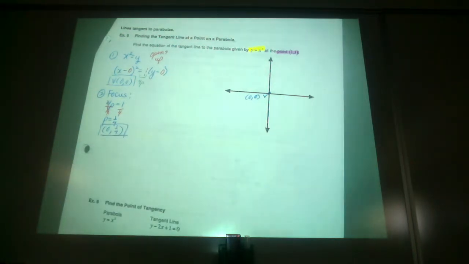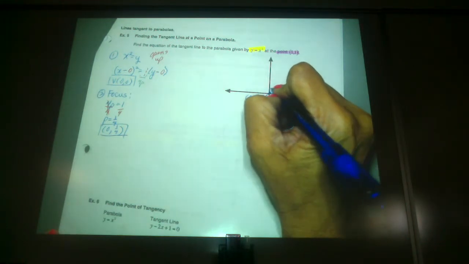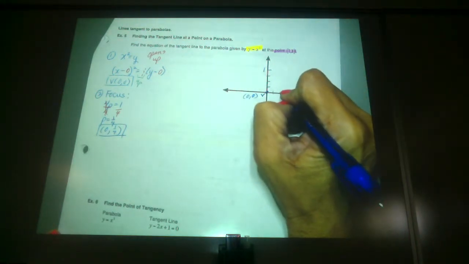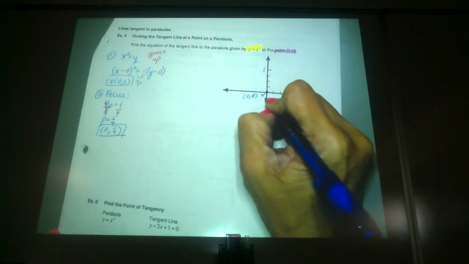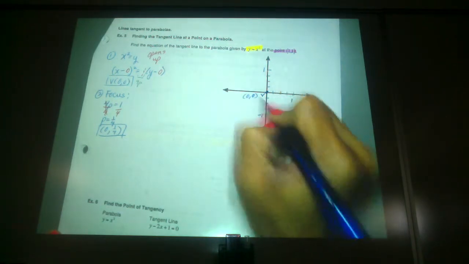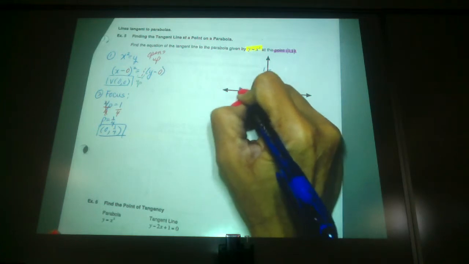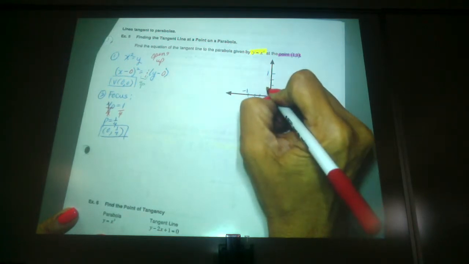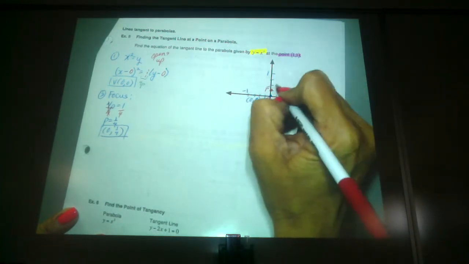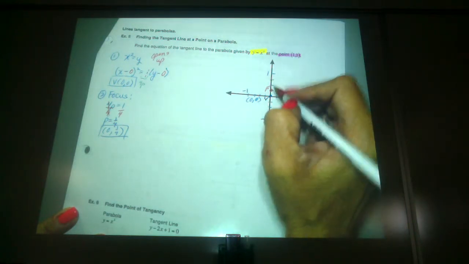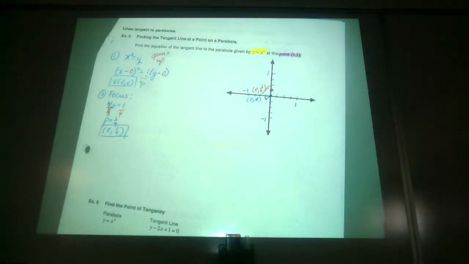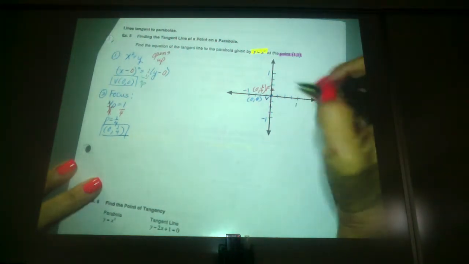I want to make sure that I can see what we're going to be doing for the next few steps. So go ahead and break this into quarters. This is 1. This is 1. Negative 1. And negative 1. So my focus is going to be right here. And it is the point 0, 1/4. I'm going to put it over here because we need to be able to see on the right-hand side. Then our point that our line is going to be tangent to is here at 1, 1.